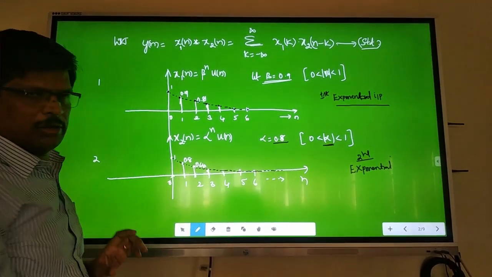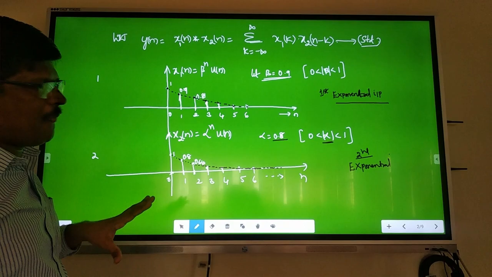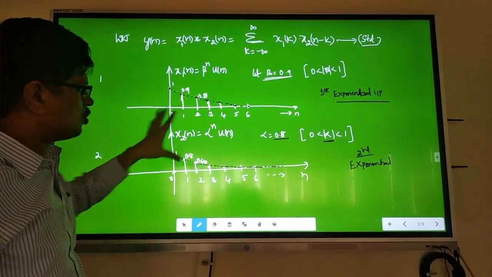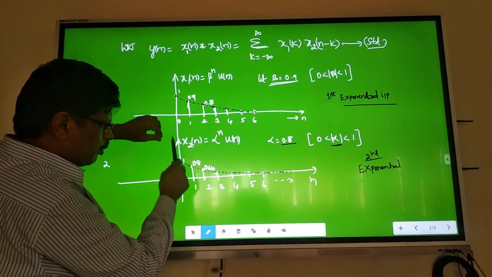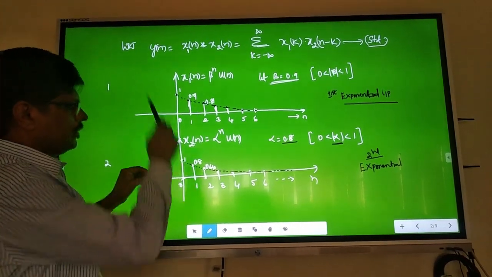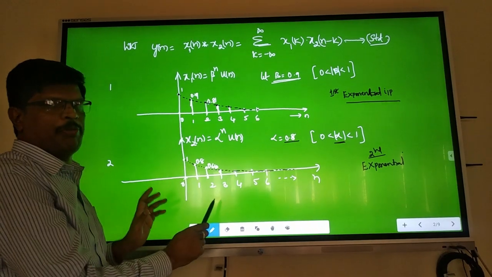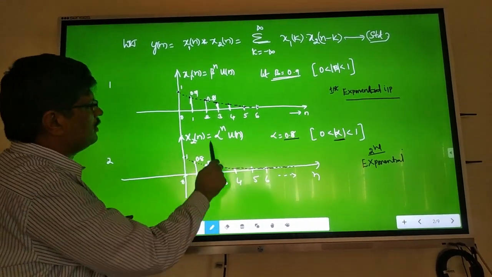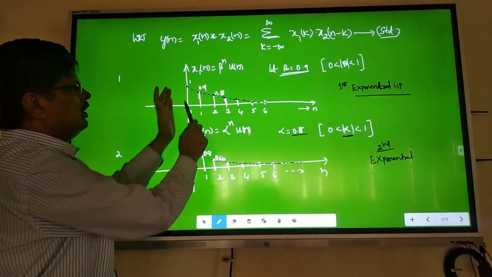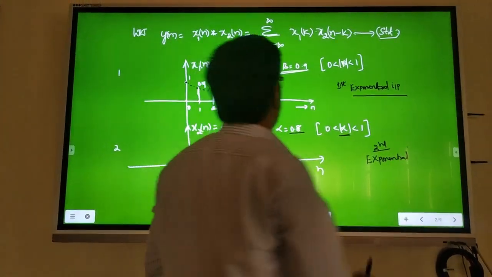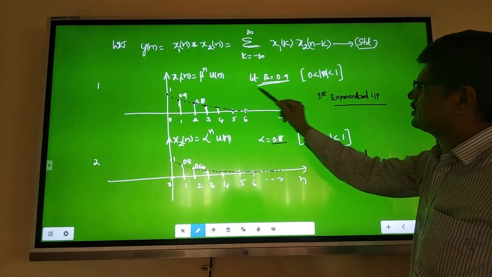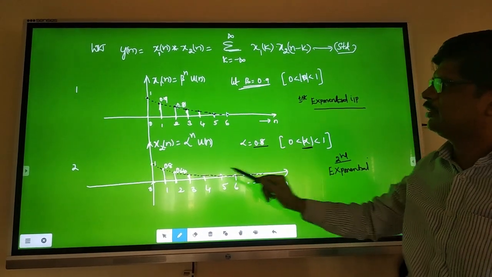Now, plot x1 of n and x2 of n. Plot the first two diagrams: x1 of n versus n, and x2 of n versus n. What is the similarity? This time both are exponentially decreasing, whereas in the previous sessions it was a step. Here both are exponential functions, and they are right-sided only. Then what is the meaning? For the first one, x1 versus n, let me assume beta as a value.